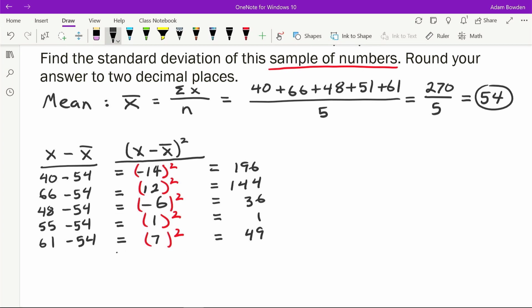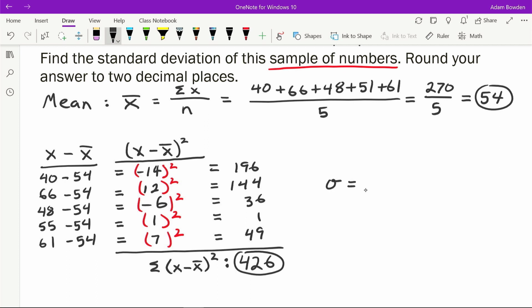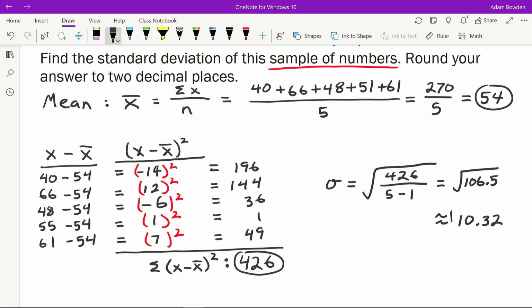And like we did last time, we'll need to take the sum of these numbers. So when we add them up together, it comes out with a total of 426. And so according to our formula for standard deviation, we'll take the square root of 426 divided by the number of values minus 1, lowercase n minus 1. So that would be the same as the square root. And we do the division here, and we get 106.5. And the square root of that rounded off to 10.32.